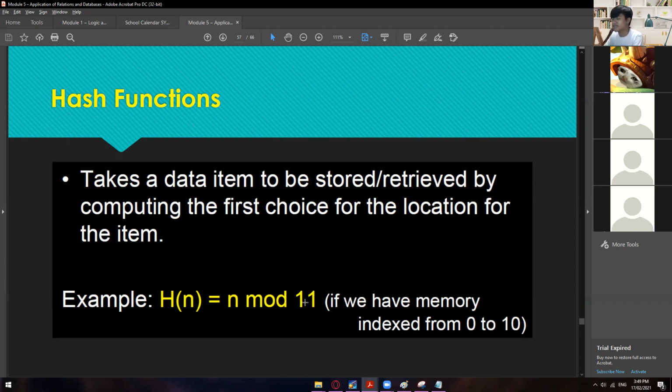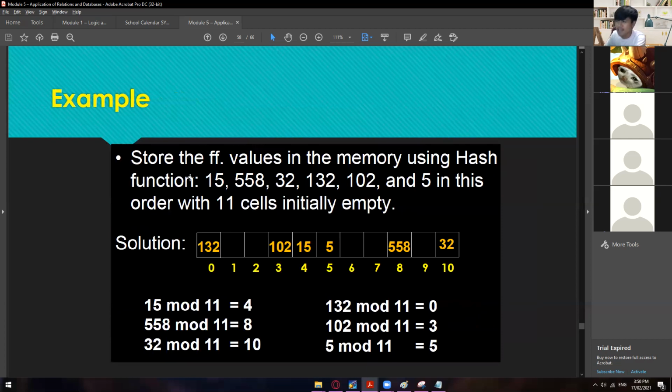Basically, this one has a memory from 0 to 10. So why 0 to 10? Since we have 11 data, you start with 0, so up to 10 only. So this is already a total of 11 cells, right? So for you to understand what this hash function is, let's have an example.